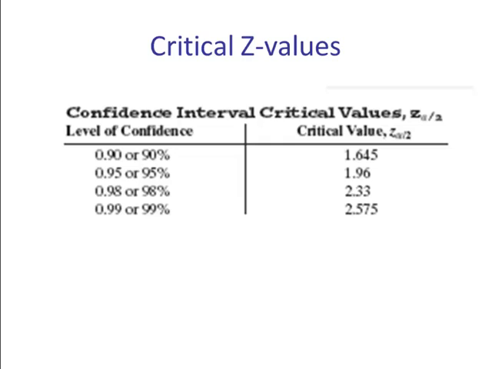So let's look at the critical values of z. If our level of confidence is 90%, z alpha over 2 is 1.645. If our level of confidence is 95%, it becomes 1.96, and if it's 99%, it's 2.575. So as we increase the level of confidence, the critical value of z alpha over 2 increases, thus our margin of error increases.